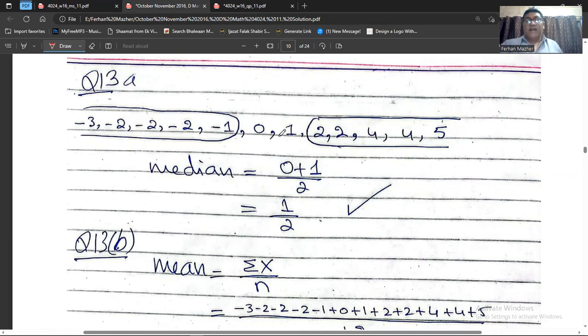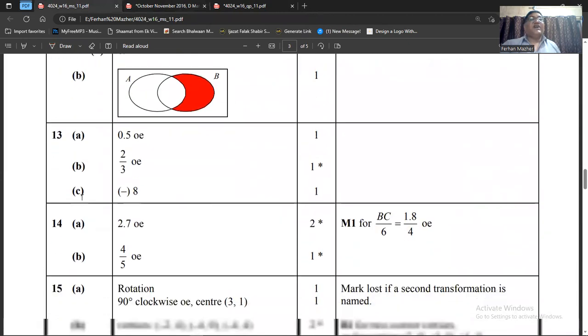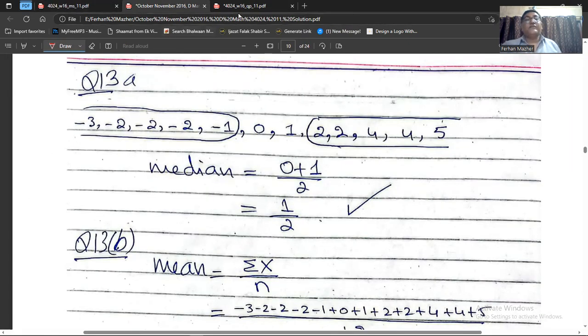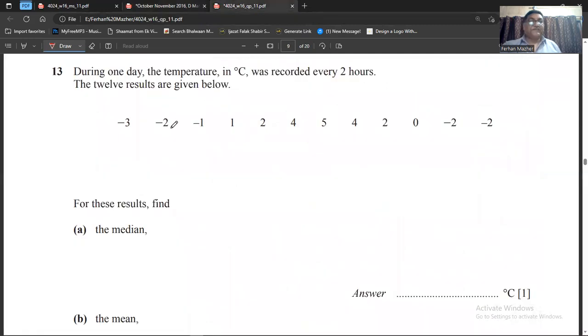I will add them up and take their average. That will be the median. So 0 plus 1, the whole thing divided by 2, that will be 1 by 2. So for question number 13, part A, 1 by 2 is the right answer, sir. 0.5, they are saying. This is the solution.